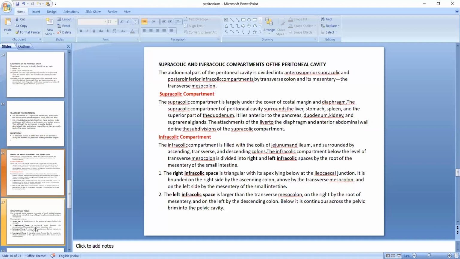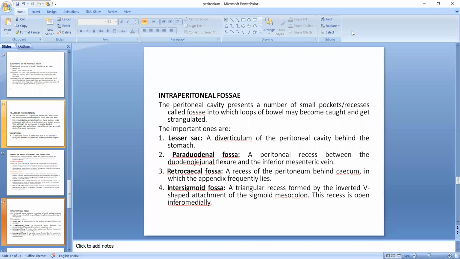Infracolic compartment is filled with the coils of the jejunum and ileum and surrounded by ascending, transverse, and descending colons. The infracolic compartment below the level of the transverse mesocolon is divided into right and left infracolic spaces by the root of the mesentery of the small intestine. Right infracolic space is triangular with apex lying below the ileocecal junction, and left infracolic space is larger than the right, closed by the transverse mesocolon.